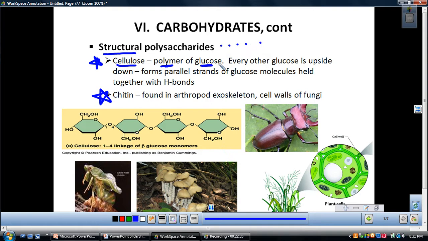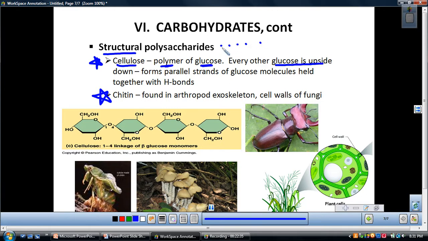But it's very different because look what it's telling you. Every other glucose is upside down. Look at the picture. You can see it right here. Every other one is in an upside down position. And so that creates a unique parallel strand of glucose that also is held together by hydrogen bonds. So we have parallel strands that are bonded to each other that gives it a little bit stronger than just a single glucose to glucose to glucose.